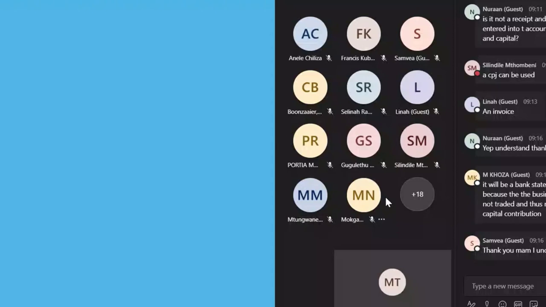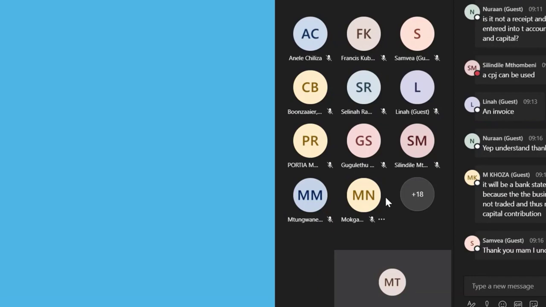It will be a bank statement because the business has not traded. Yes. And that's received a capital. Yes. This is capital contribution from the owner of the business. So transaction one, guys, do we understand that? What is our source document?